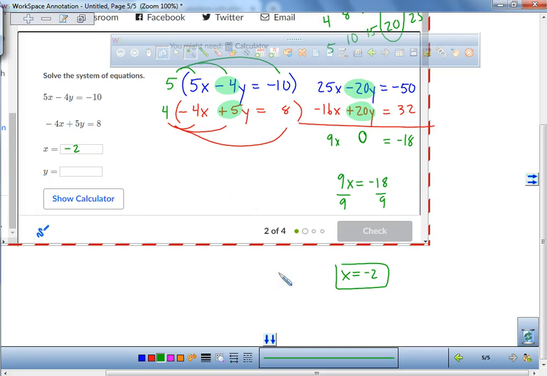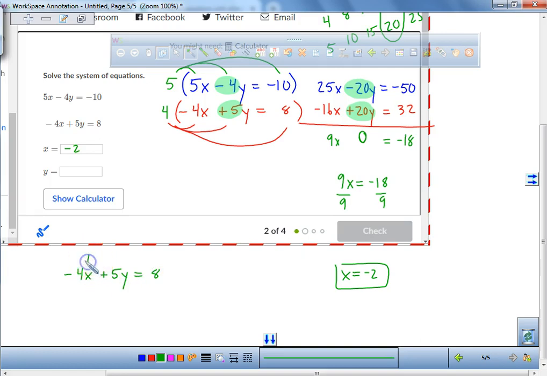Well, wait a second. How do we solve for y? Well, you have a choice. You guys can either use this equation, or you can use this equation. So what do you guys want? You guys want the top equation or the bottom equation? Bottom? Okay, let's do the bottom one, all right? So negative 4x plus 5y equals 8.